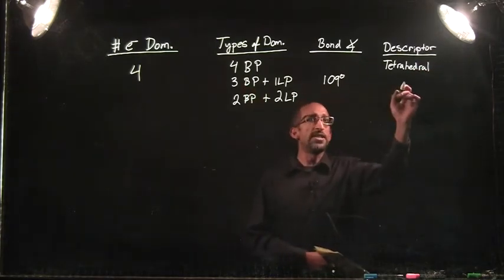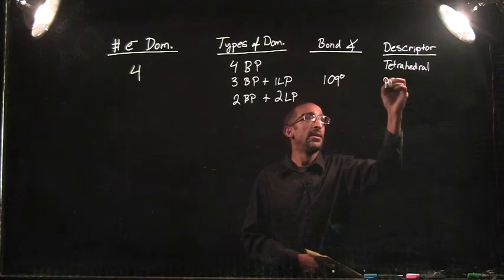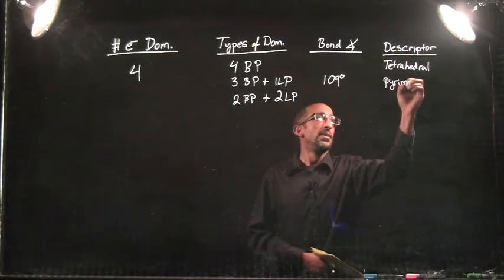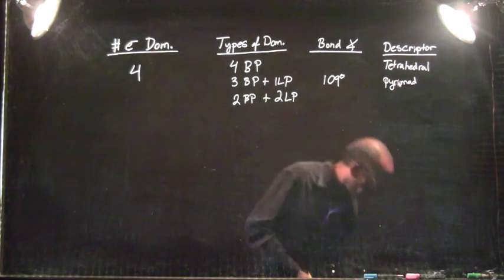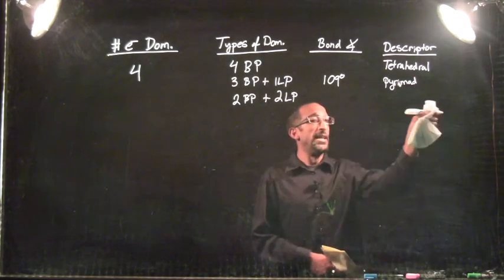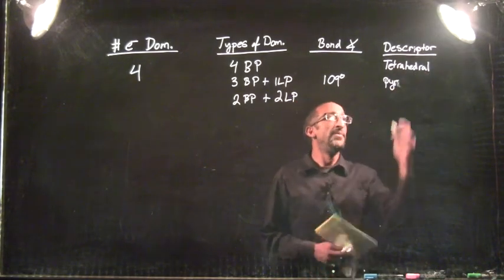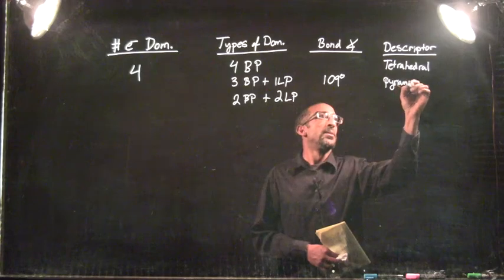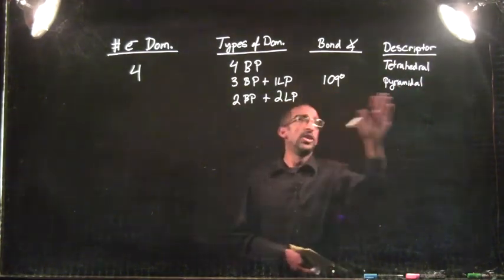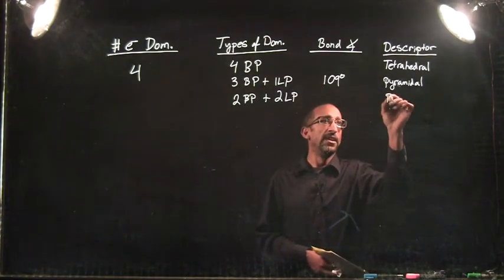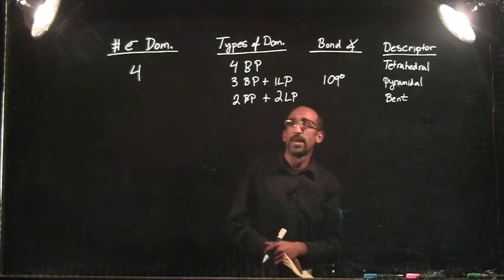For the 3 bonding pair scenario, that gives us a, as I've said many times, don't count on me for spelling, but that will give us a pyramidal geometry. And for 2 bonding pairs and 2 lone pairs, that results in a bent geometry. Okay?